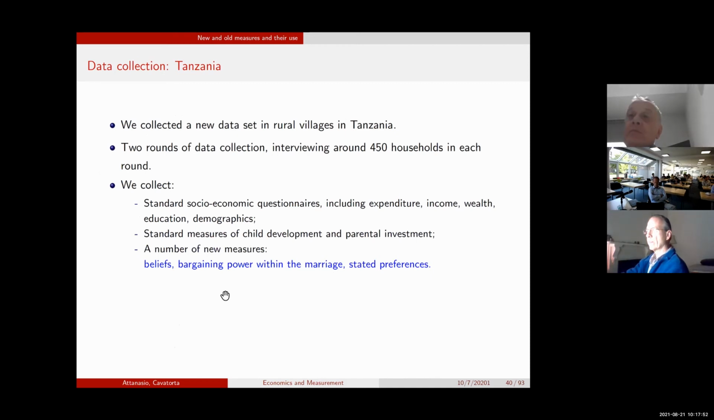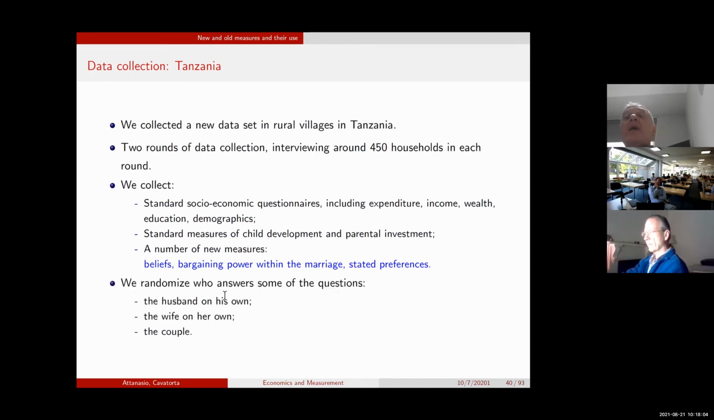In particular, I want to talk about measures on beliefs, very similar to the one I showed you yesterday, then about bargaining power within the marriage and the stated preferences for things. And an interesting thing about this data set is that we randomized who answered some of the questions. So in some cases it was the husband that answered, in some cases it was the wife on their own, and in some cases it was the two of them together. I'll tell you why this is useful.